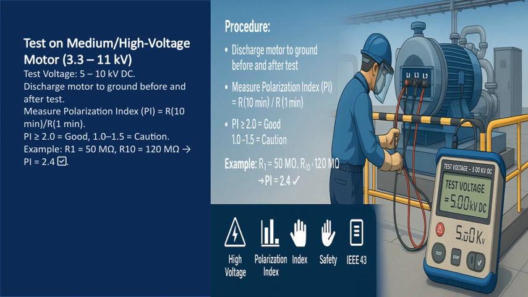If the PI is 2 or higher, that's a good sign, indicating the insulation is in good condition. If it's between 1 and 1.5, we should proceed with caution, as it suggests the insulation might be deteriorating. For example, if R1 is 50 megohms and R10 is 120 megohms, then the PI would be 120 divided by 50, which equals 2.4. That's a solid, healthy reading, confirming the insulation's integrity. Remember, these tests are vital for ensuring the reliability and safety of our motors, especially as part of our overall maintenance and condition assessment strategy.